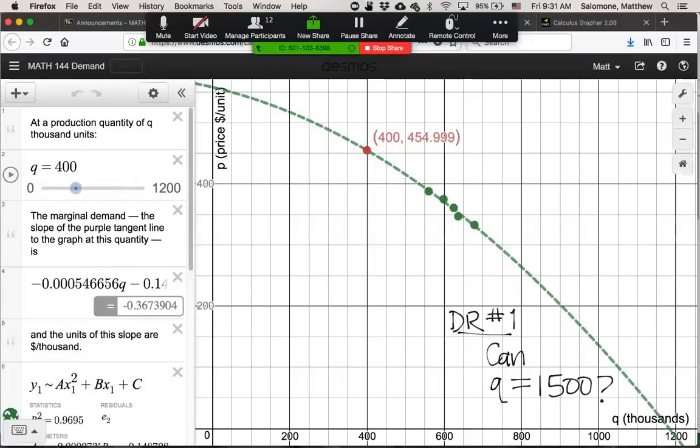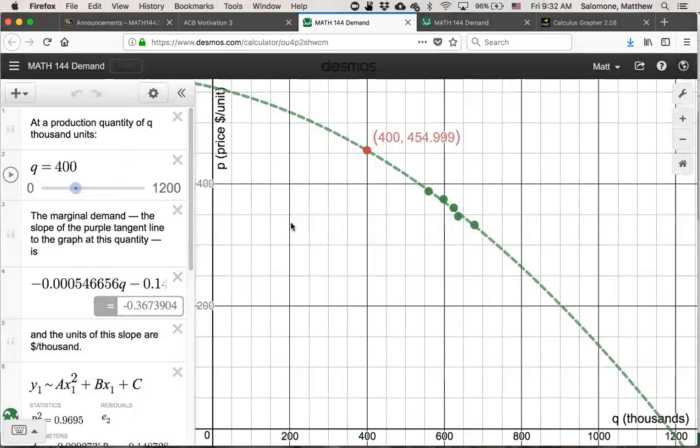So that was the first of the decision reports, was just to take that quadratic model and do a simple thing with it. Just figure out whether Q equals 1,500 is a possibility. In my data, that answer is no. Decision report number 2, we had to get a little bit more specific about the limitations of the model. Specifically, we want to know what is the maximum quantity that we could get rid of, and what's the maximum price that we could charge for our product in the market.